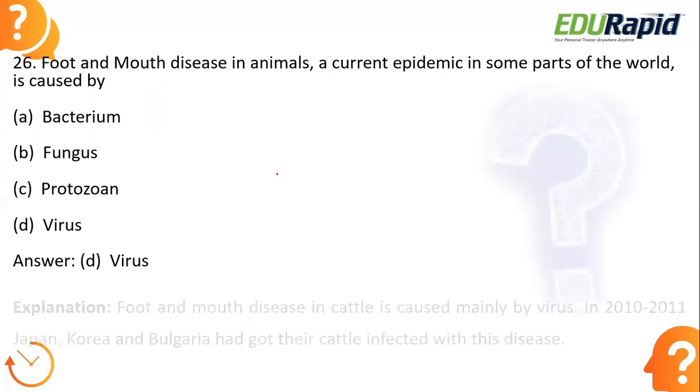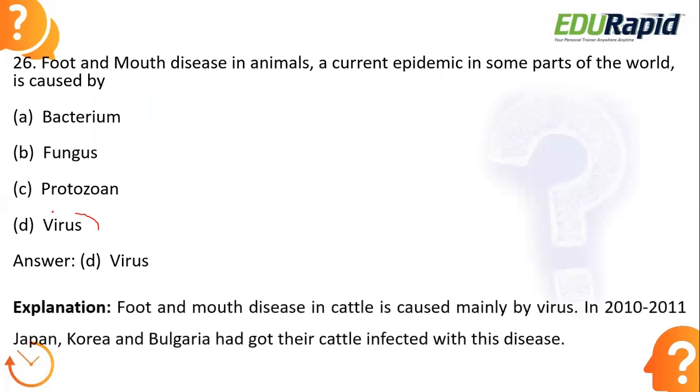And the right answer is option D, virus. Here the virus is the one which can cause foot and mouth disease in animals. Basically, cattle are more susceptible to this virus. If this virus enters the cattle's body, then the cattle will start suffering from foot and mouth disease.